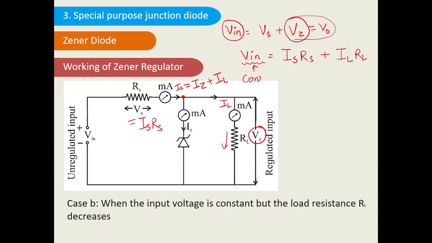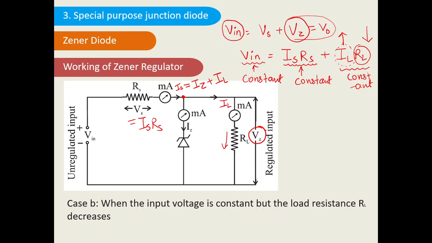Since this term is constant, this Is, the source current, is also constant, because the source itself is constant. So this part is constant. So what is happening here? This part is decreasing. If this part is decreasing, what is going to happen to the IL value? In order to maintain this part constant, this IL will increase.